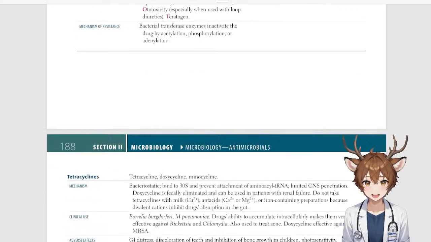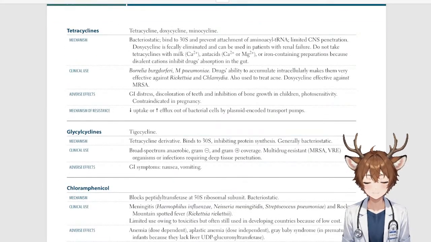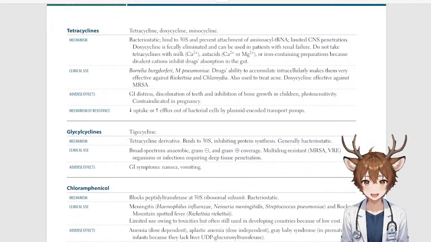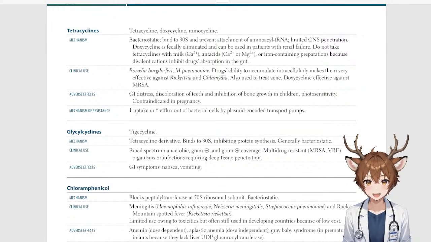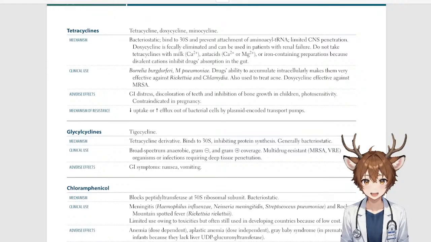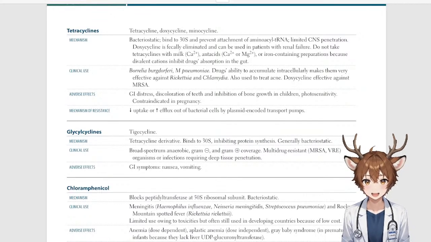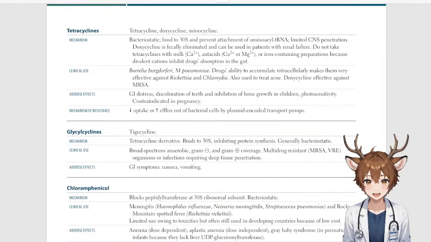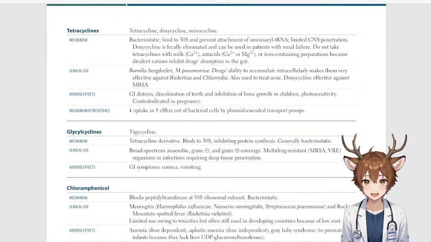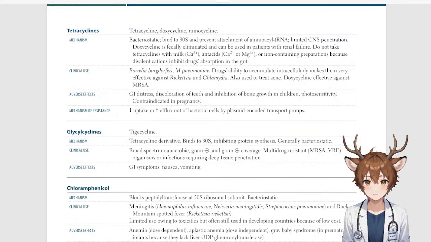Okay, now we're on to tetracyclines: tetracycline, doxycycline, minocycline. The mechanism: while it's bacteriostatic, it binds to the 30S and prevents attachment of the aminoacyl tRNA, with limited CNS penetration. Doxycycline is fecally eliminated and can be used in patients with renal failure. Do not take tetracyclines with milk, calcium, antacids, magnesium, or iron-containing preparations because divalent cations inhibit the drug's absorption in the gut.